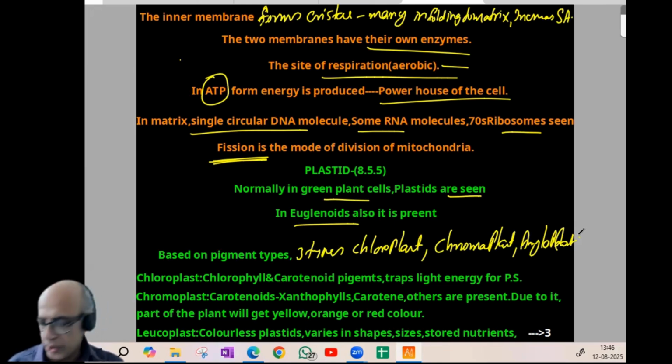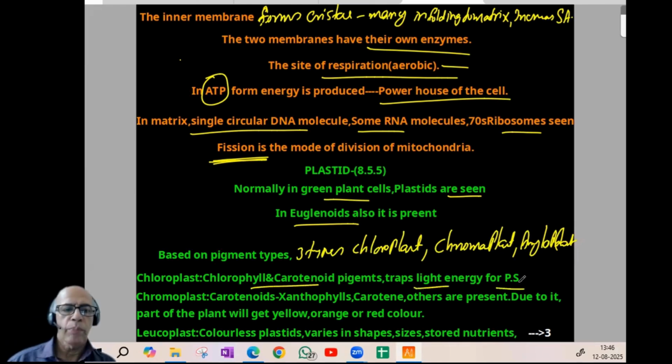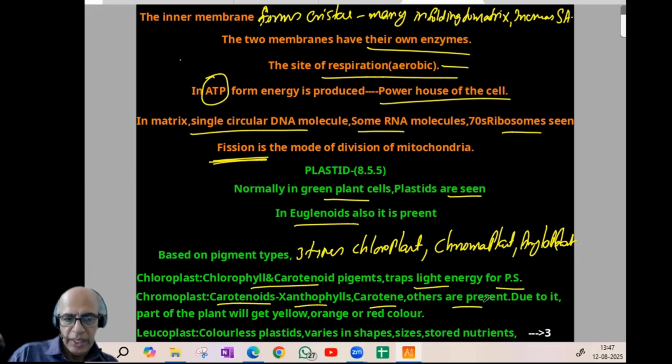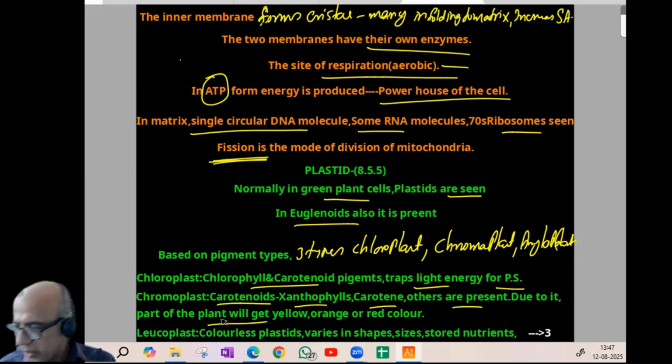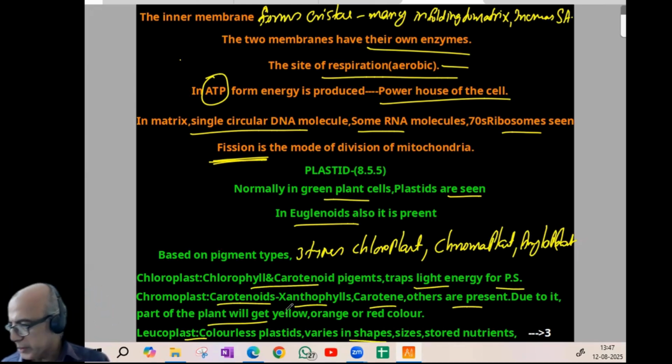When we say chloroplast, it is chlorophyll and carotenoid pigments. Purpose is trapping light energy for photosynthesis, chloroplast. And when we say chromoplast, it is carotenoids, xanthophylls, carotene. Others are also present. Due to it, part of the plant will get yellow or orange or red color. That is chromo. Chromo means colored. And last plastid is leucoplast. It is colorless. Varies in shape, size, stored nutrients. Important. That is leucoplast.